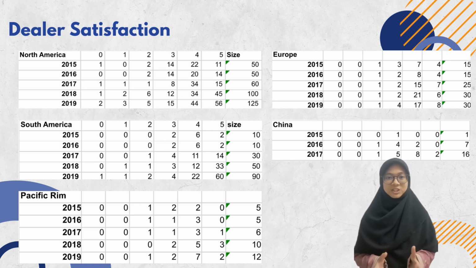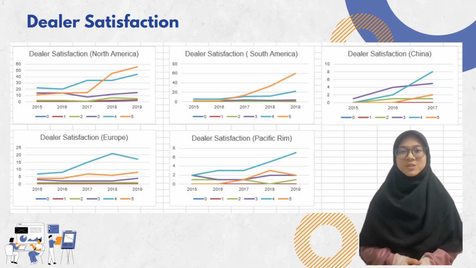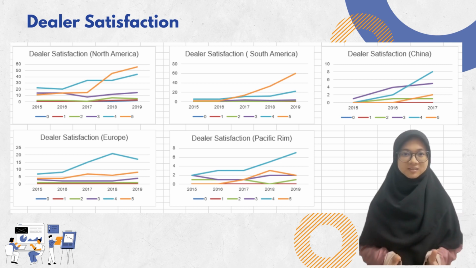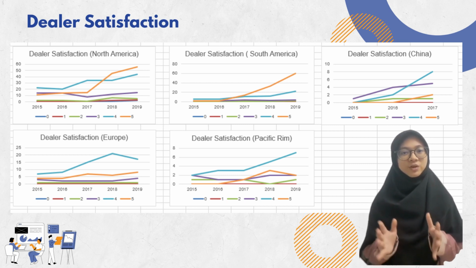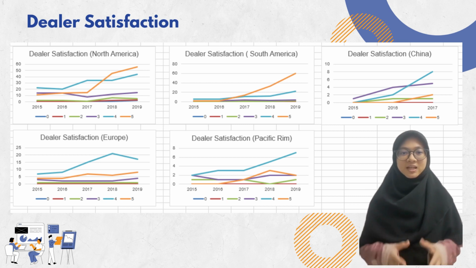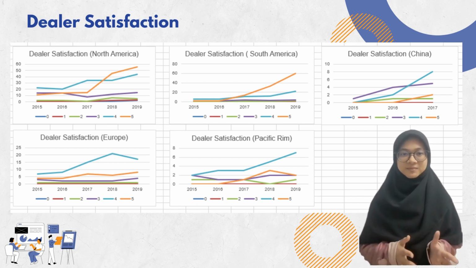We also can see the differences in sample size for each country from 2015 to 2019. Next, to transfer the database to a chart, we use recommended chart and choose a bar chart in Microsoft Excel to see the differences for each country. Based on the chart, it shows that each country increased dealer satisfaction from 2015 until 2019.